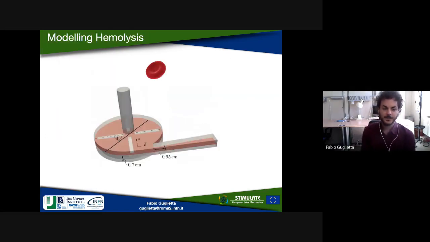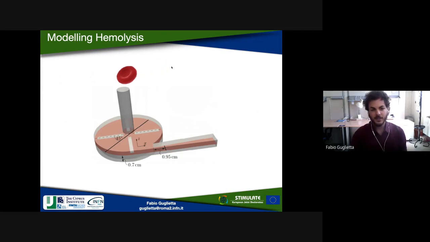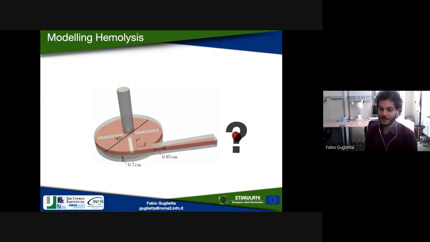And so here you can see a picture of a VAD. This is the impeller, and in this sketch you can see just one red blood cell, to show what happens to one red blood cell. But if you look at the characteristic length of these devices, you can imagine that there are billions of red blood cells. So the red blood cell goes inside the impeller, then it is shaken, stretched here, and it goes out. Now, the question is, how does it feel?